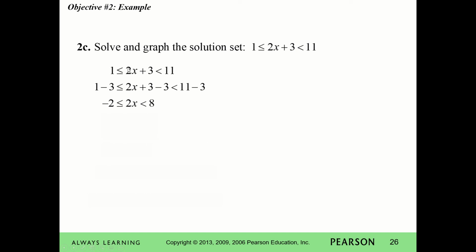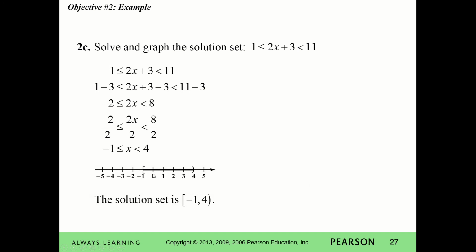So in this case, if I'm trying to get this 3 away, because I have this 2x plus 3 in here, I'm going to subtract this 3 in the middle, but I have to remember to subtract the 3 from both sides too. So we subtract the 3 from both sides, we get negative 2 is less than or equal to 2x, which is less than 8. We divide everything by 2, and it gives us negative 1 is less than or equal to x, which is less than 4. So that gives us a solution set of negative 1 all the way up to 4.